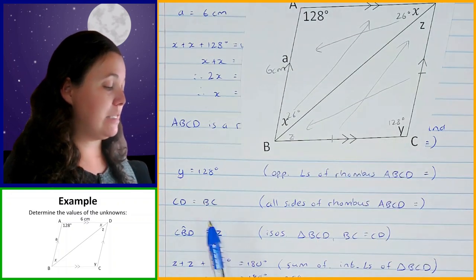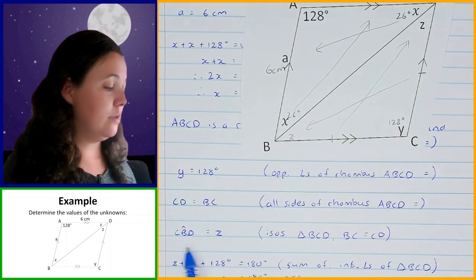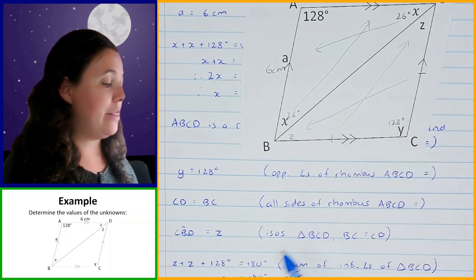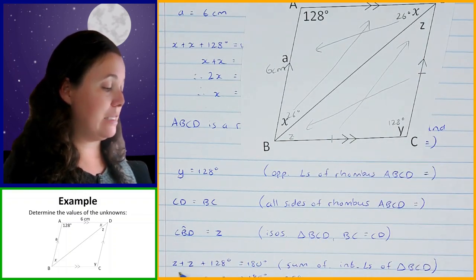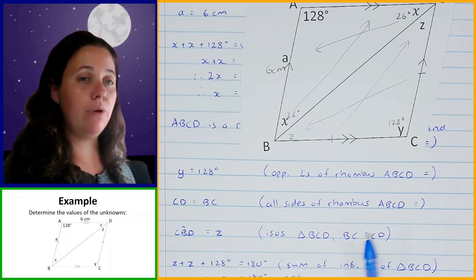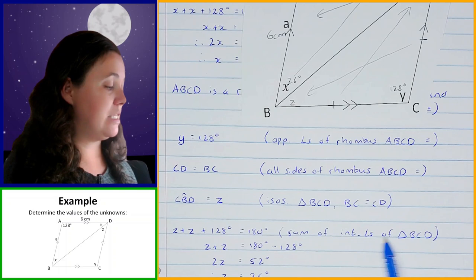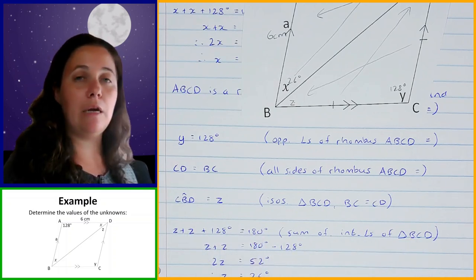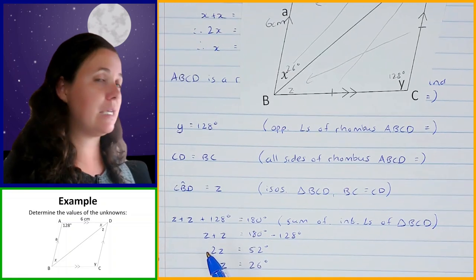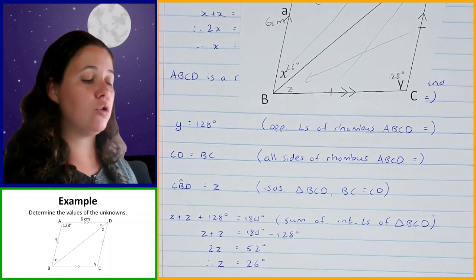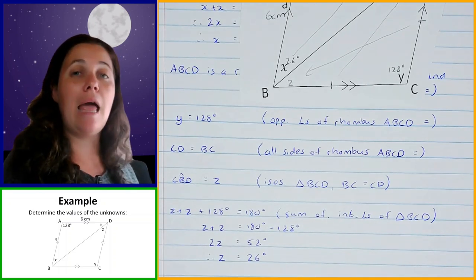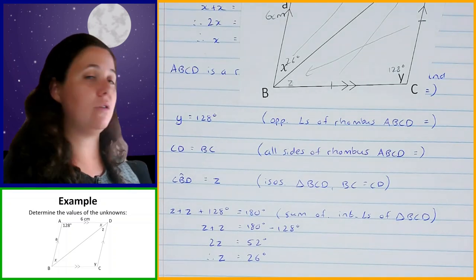So then I was able to say, because it's an isosceles triangle, angle CBD is also Z, and then because I know that it's also Z, I can use the interior angles of the triangle, giving my reason that the sum of the interior angles of a triangle is 180 degrees to get my equation that will allow me to solve for Z. So every single statement that I make when I am doing a calculation like this or solving a problem like this, I have to give a reason for every single statement.